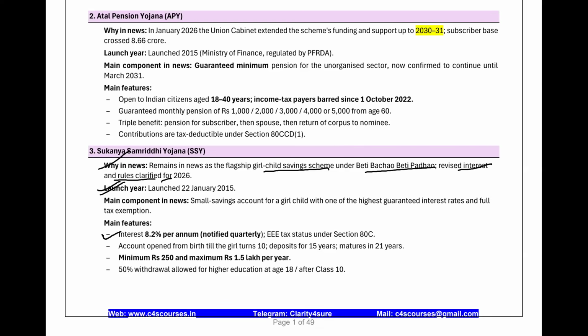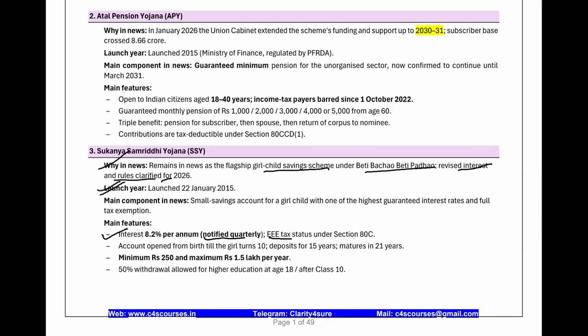Interest rate, ये point तीनों important है. Interest rate provided in this scheme is 8.2% per annum. That is notified quarterly. It can be changed, but it is not. Why? Because it can be notified quarterly. अब ये point मैंने बता ही दिया. Triple E tax status under the section, it is not important for your understanding, but याद रखो section 80C. ठीक है, अभी के लिए for prelims I am telling you.